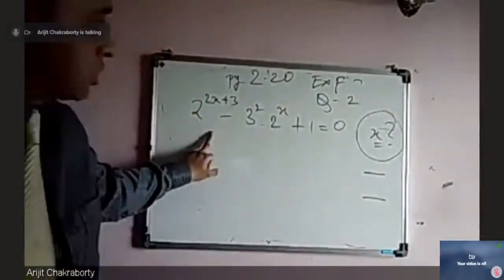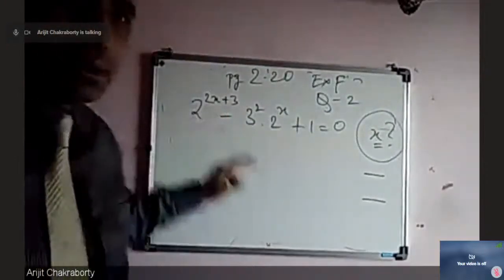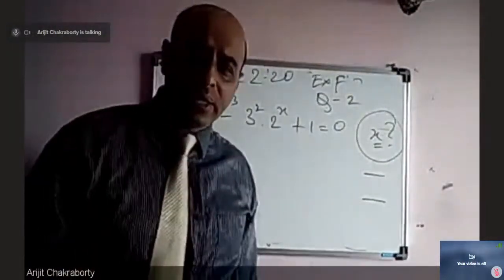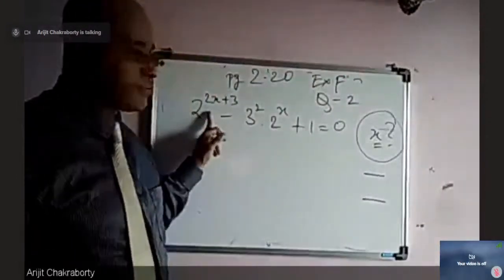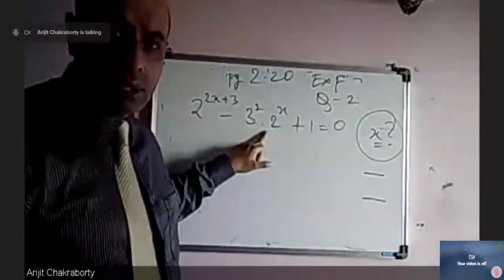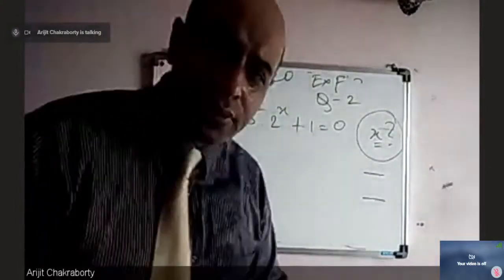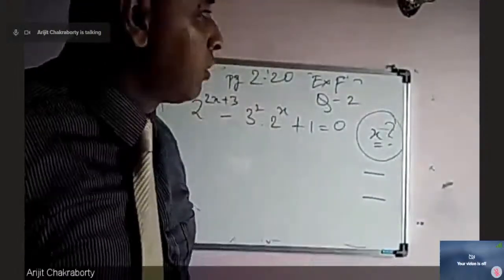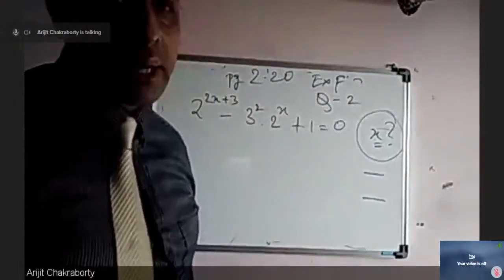Once again, 2 to the power 2x plus 3 minus 3 square into 2 to the power x plus 1 equal to 0. You have already covered indices. You know the basic law of index number, that is indices, that is power. I request you to please open the question from the study material, page number 2.20, exercise F, question number 2. So you have the question in front of you. Now we shall solve it.